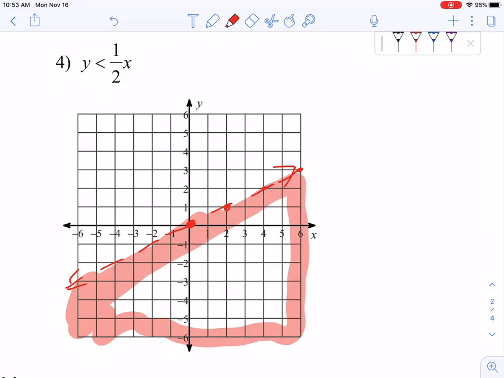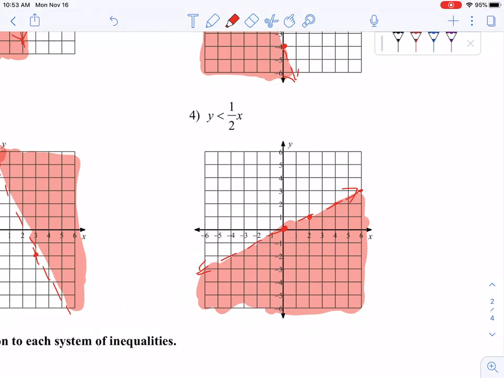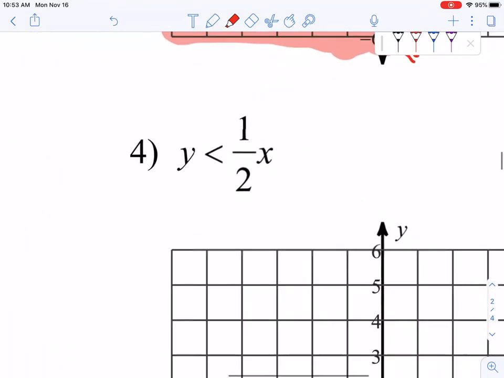So as long as we can identify, there are 4 pieces of information we need to identify. We need to identify our B, which is where we began, and our M, which is how we move. We use those to graph our line. And then we see if our line is solid or dashed by looking at our inequality to see if it's less than or equal to. When we have a line underneath, it's solid. If there's no line like this one, it's dashed.